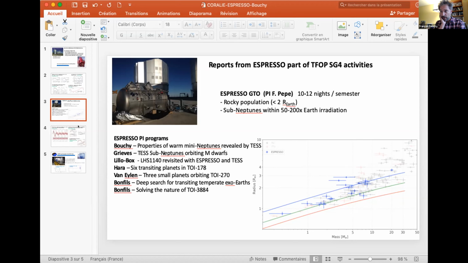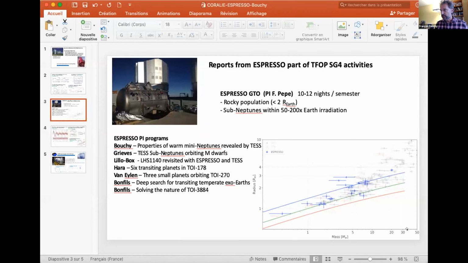But there is also an ESPRESSO PI program. I'm leading a program focusing on the warm mini-Neptune orbiting a solar-type star. Nolan Greaves is focusing on a sub-Neptune orbiting an M dwarf. Lily Box obtained time on LHS 1140. Nathan Hara did some precise measurements on the multiplanetary system TOI 178. Van Allen, Bonfils also has some ongoing programs on ESPRESSO.